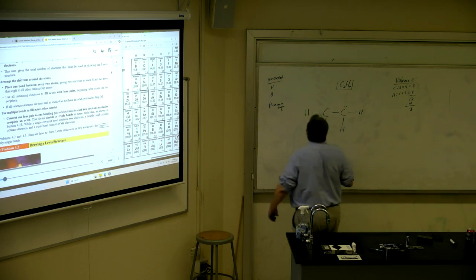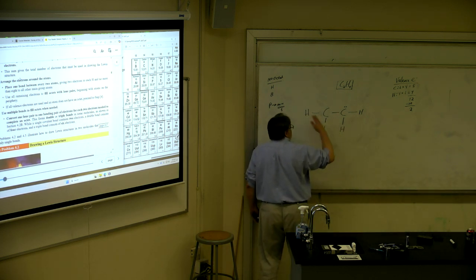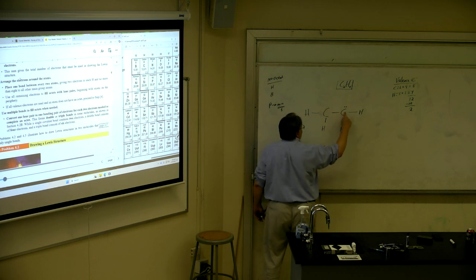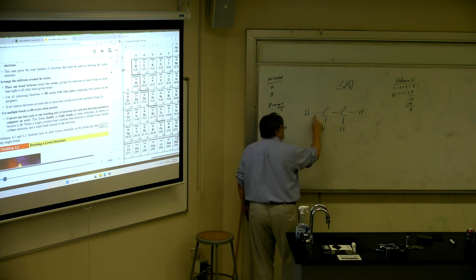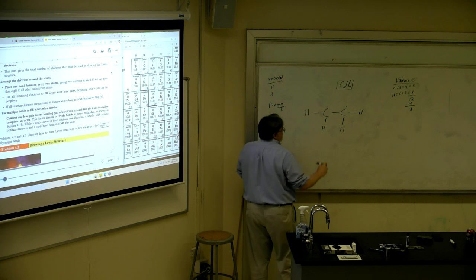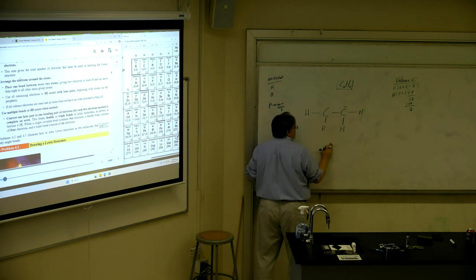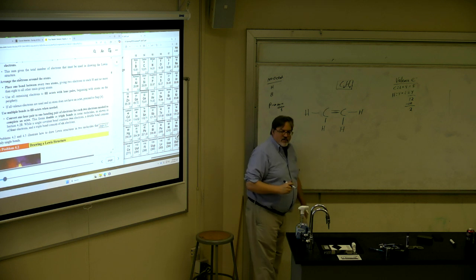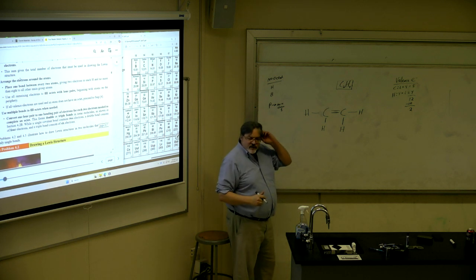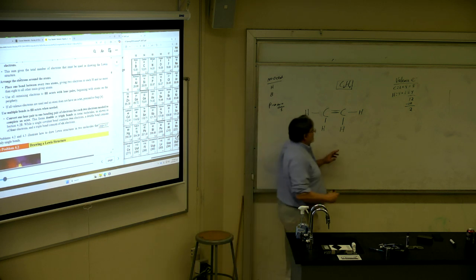So I don't do an octet for the hydrogens. I have an octet for carbon. I've got 2, 4, 6, 8. This carbon only has 2, 4, 6. So this is when you make a double bond. We're going to use both of those pairs of electrons to make another line. Now both carbons have an octet. So your cue to start making double bonds is, you've used all your electrons.